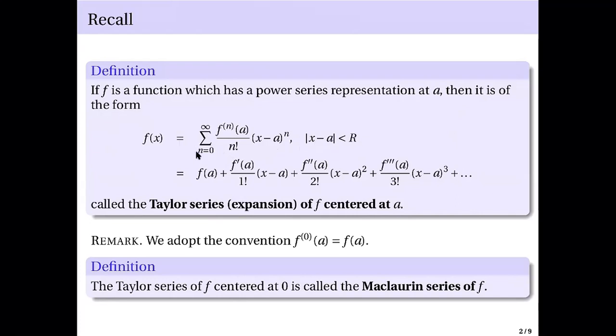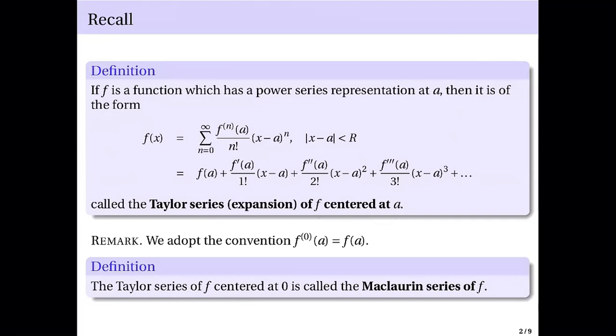If we expand this series here, you will have f of a plus f prime of a over 1 factorial times x minus a plus f double prime of a over 2 factorial times x minus a squared plus so on and so forth. And we call this representation the Taylor series expansion of f centered at a.